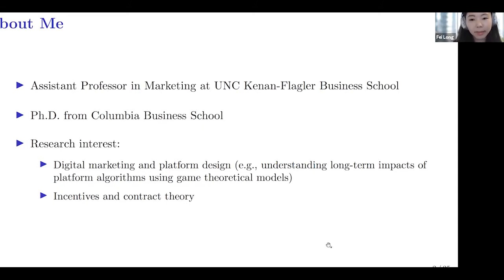And one of the examples is trying to understand what are the long-term impacts of platform algos. So the idea is that for any change in the platform algorithms, it's likely going to cause some long-term strategic reactions from different players on the platform, like sellers, consumers. So in this case, game theory can give us a tool to understand what are some of the potential longer-term strategic reactions. And today's talk sort of follows this stream.